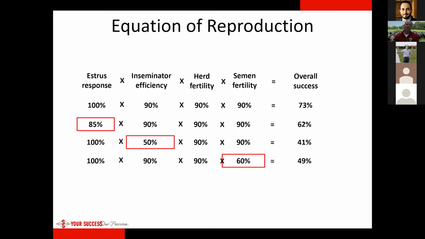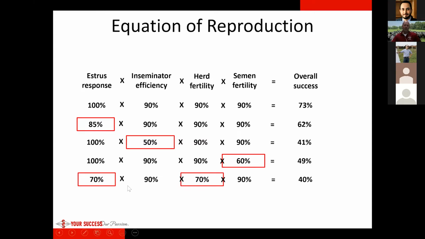Another example here is semen fertility. We talked a couple times tonight about sex semen, and there may be other instances where semen isn't handled properly, isn't thawed properly, or in the transportation process maybe it isn't handled quite correctly. You can see how that changes things, and again, it can affect the overall success rate of your AI program.